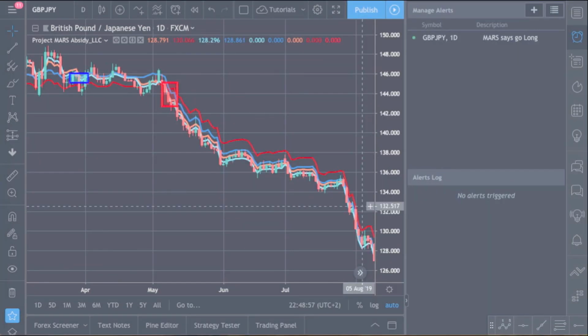Just to be clear, at Absidy LLC, we've extensively tested all of our indicators to confirm that none of them are capable of repainting. Project Mars in particular works in real time without any lag, so you can trust the signals that it gives you, knowing that it's lag-free, non-repainting, and protected against whipsaws.